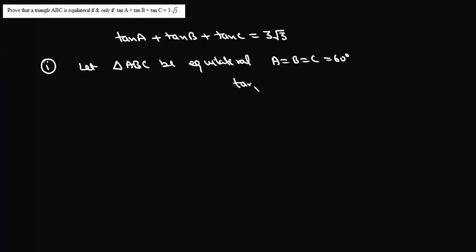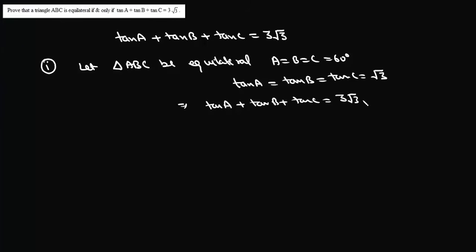And in that case, tan A will be equal to tan B will be equal to tan C, and they will be equal to root 3. And therefore tan A plus tan B plus tan C is 3 root 3. Now we prove the second part, that let tan A plus tan B plus tan C be equal to 3 root 3. Now we need to prove that this triangle is an equilateral triangle.